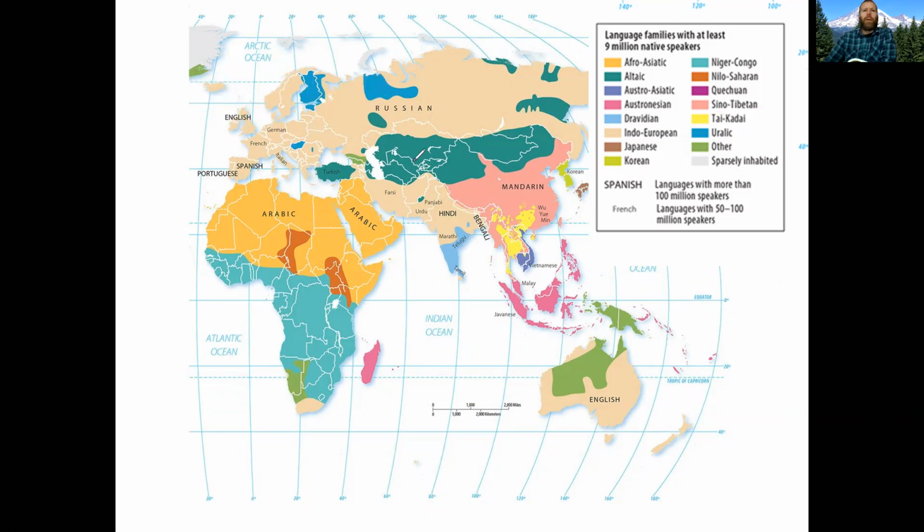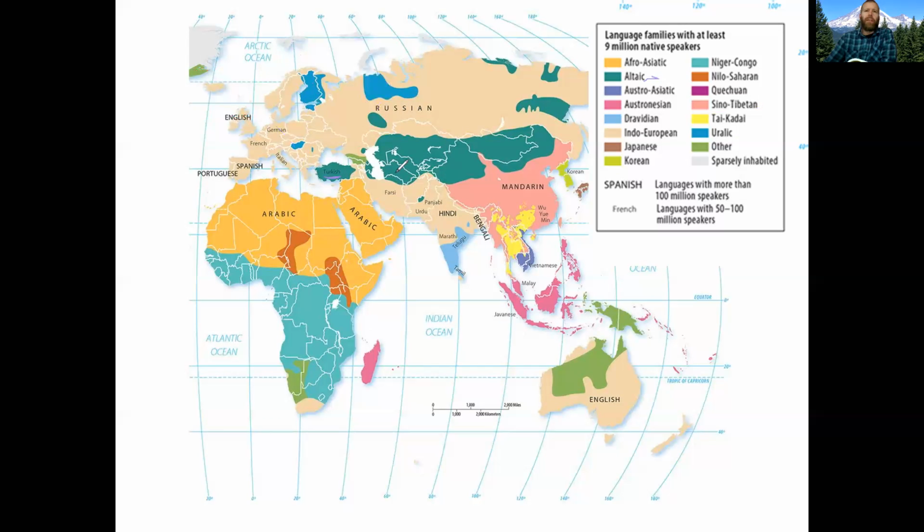The next one I want to talk about is called Altaic. Altaic is this kind of green, bluey green one. And it's important to note the most widely spoken language of Altaic is Turkish. And obviously that's spoken in Turkey.